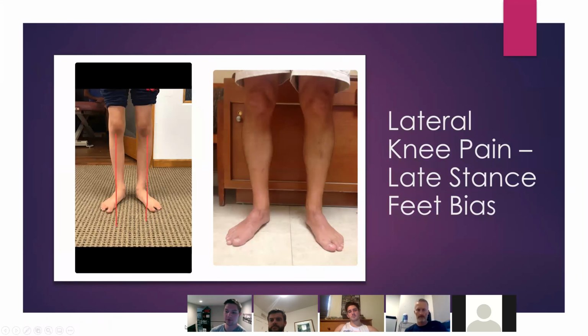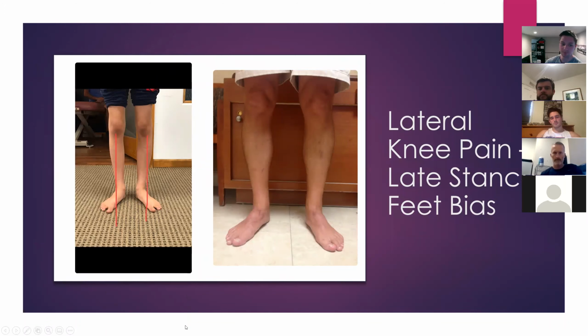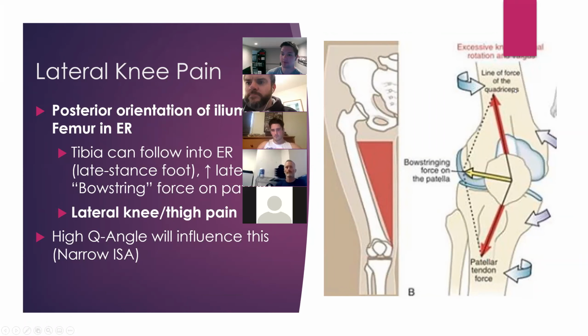Within someone's foot position, you're usually going to see a late stance bias within their feet. You're usually going to see this kneecap. If you look at these two knees right here, and then compare that to what you see right here on this image on the right. You guys kind of see that, right? This is being pulled laterally.